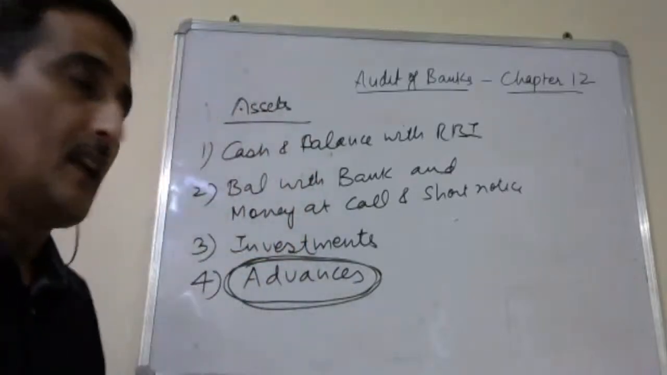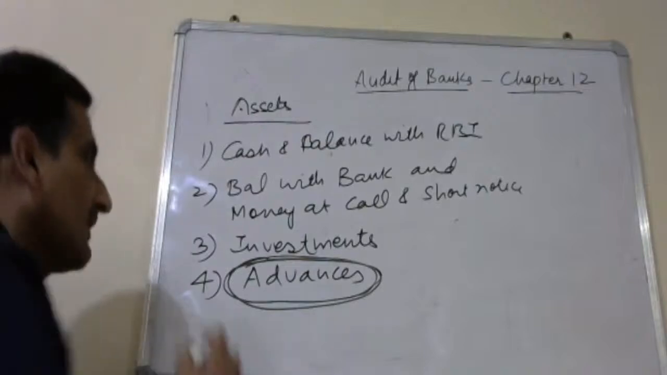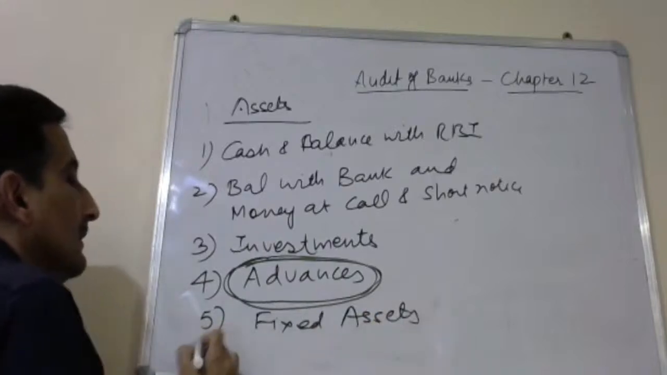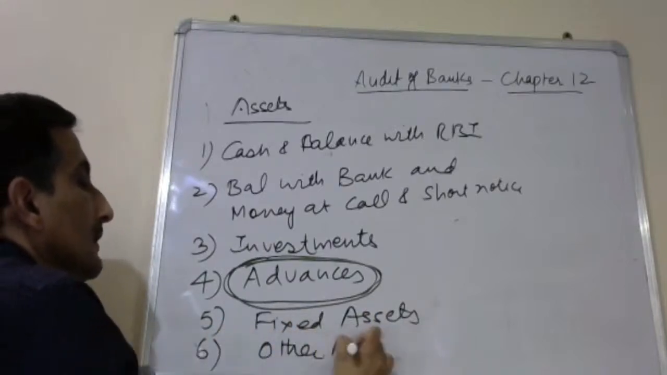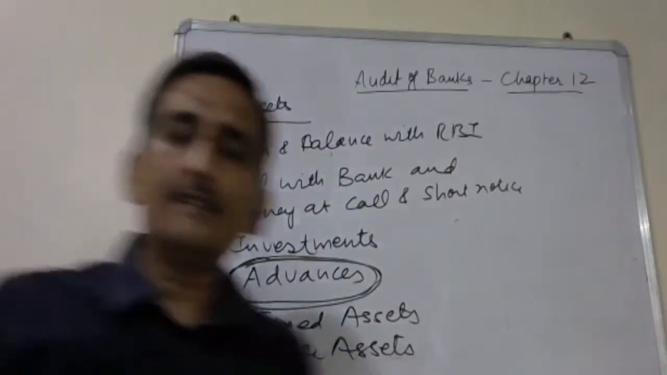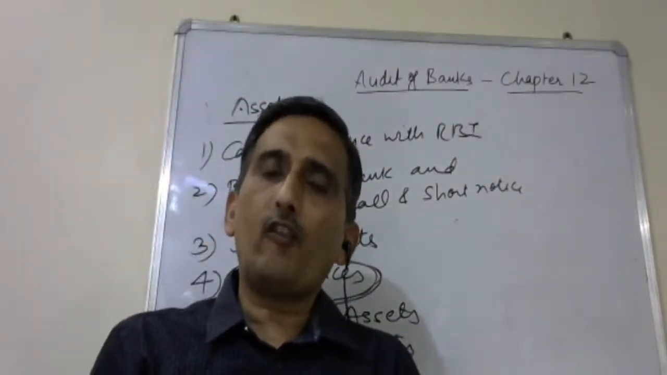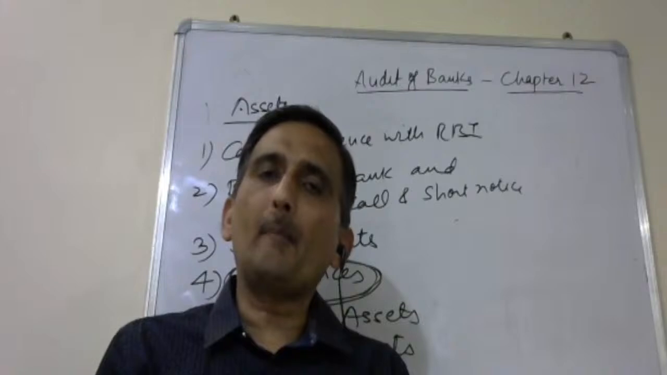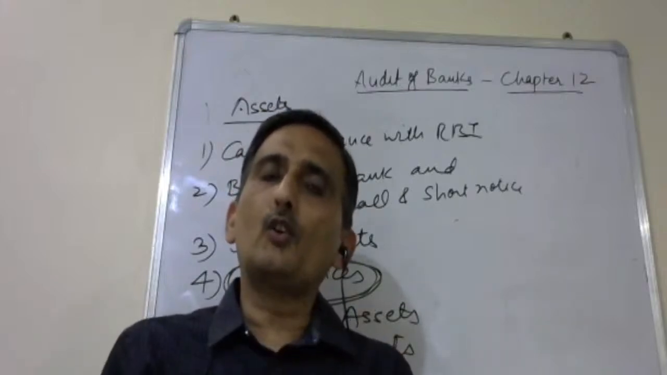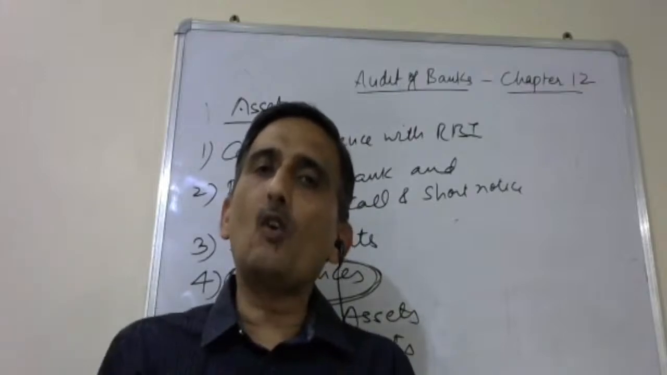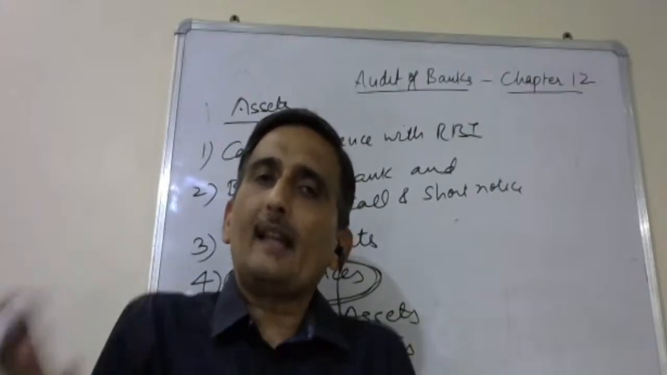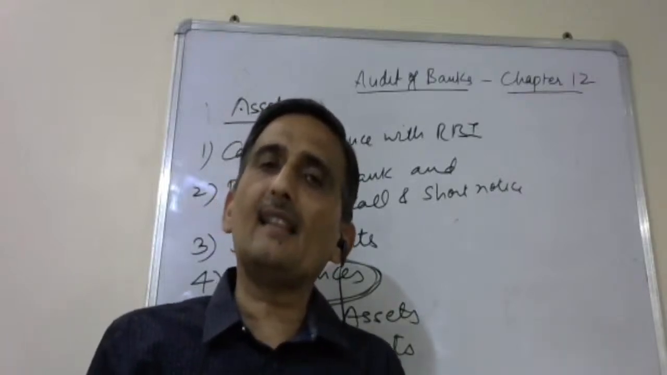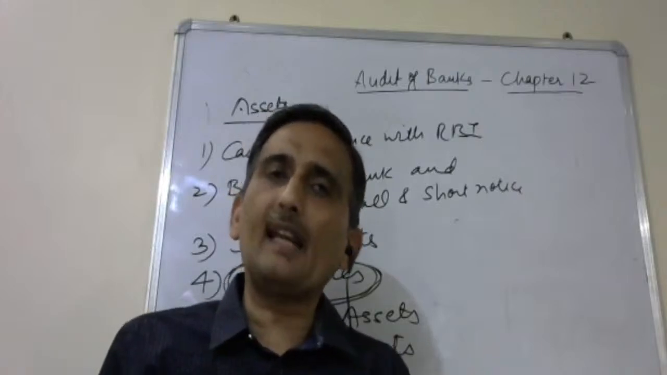Besides advances, there are fixed assets and other assets. Okay guys, for a better view, I am also going to share with you the balance sheet of a public sector bank, to enable you to understand how the balance sheet of a bank looks practically. The things which we are discussing right now, are they present in the balance sheet of a bank practically? So let us have a look.